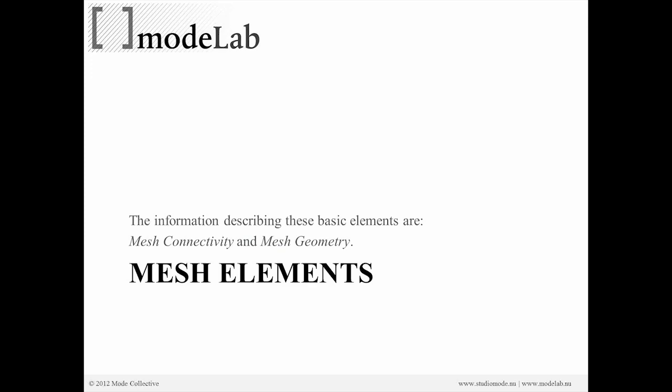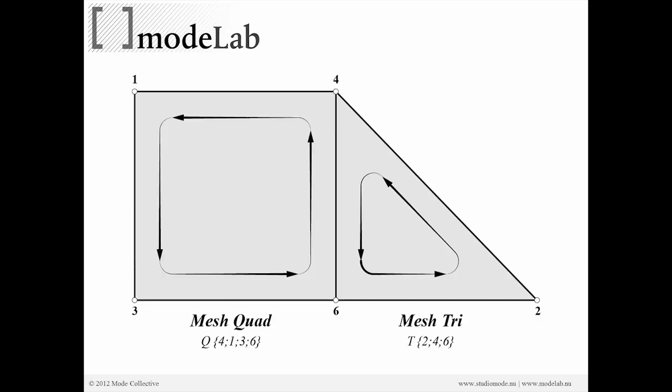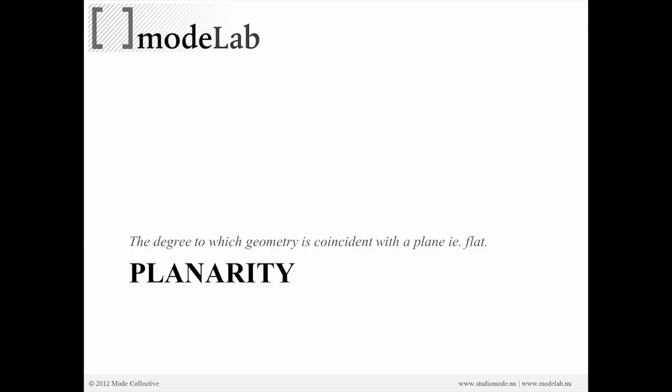So the way to describe the parts of a mesh is through its connectivity and its geometry. Those elements include the vertices, which each have their own index value, and a determining way to connect them. So this is a command that says I want to connect from 4 to 1 to 3 to 6, in a quad versus a tri. And this is how meshes work with Rhino and Grasshopper.